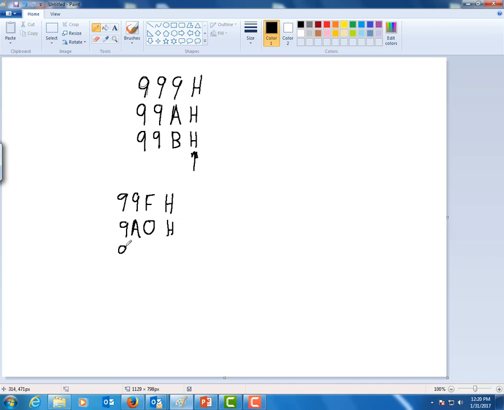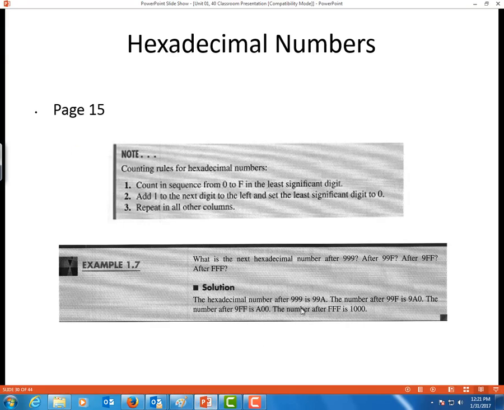And then the next one is what? 9A1 hex. And then you would have what? 9A2 hex. And so on. All right? Let me see if there's another good question they have here. I'm trying to hit them all here for you. Oh, 9FF. Oh, that's beautiful.